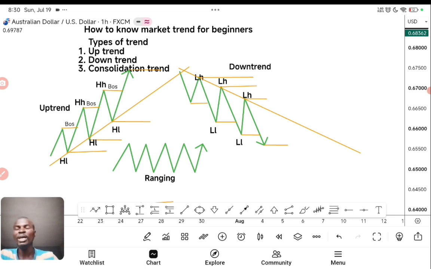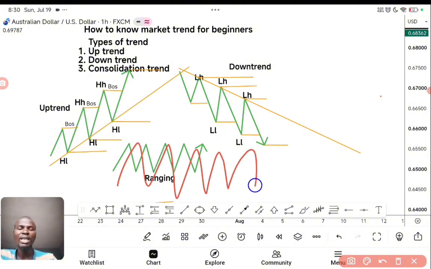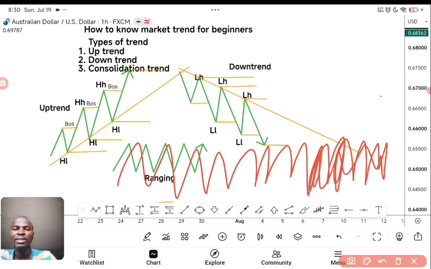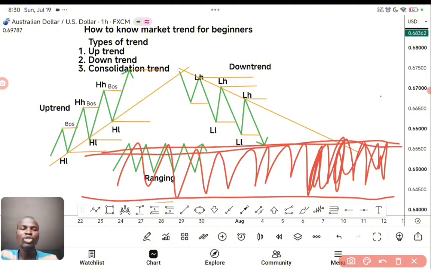Also, we have ranging market. Ranging is a sideways movement, as in the market doesn't have a clear direction. As you can see, the market doesn't have a clear direction. It was just consolidating, ranging, moving sideways, as in something is resisting it when it gets to the upside, and something is supporting it when it gets to the downside.